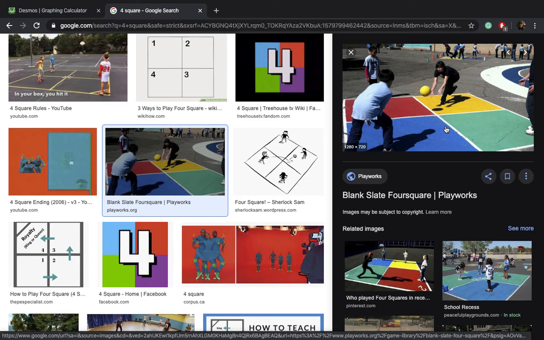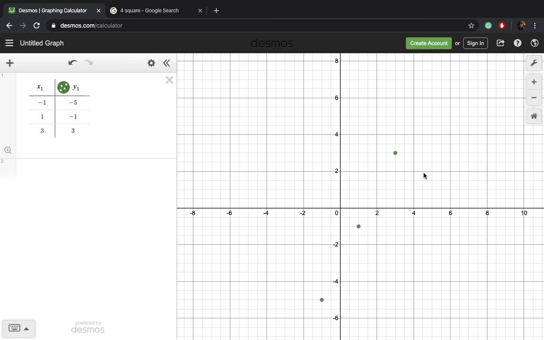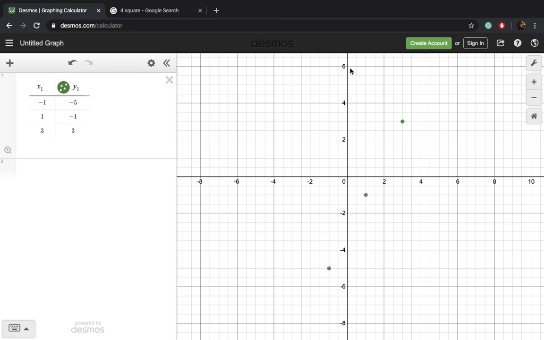So do you see how there's 4 squares? Yeah. So that's how it's split up, right? When we go back to Desmos, I have 1 square here, 1 square down here, 1 here, and 1 here. So there's 4 squares. One here, one here, one here, one here. Okay?